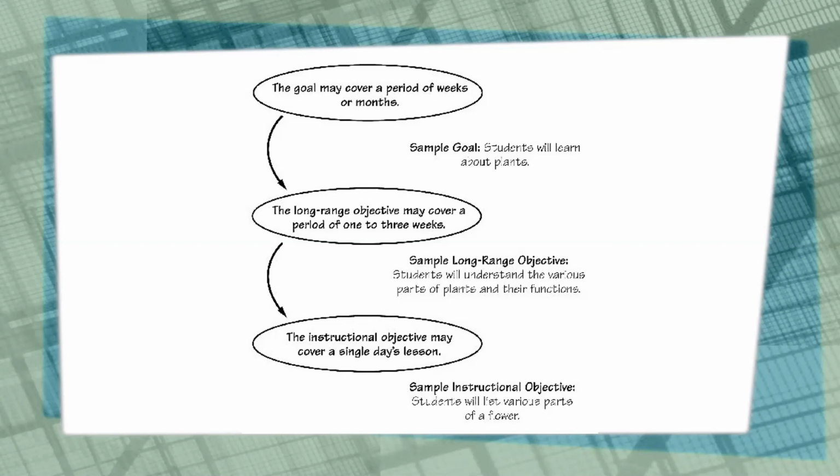objectives. The instructional objectives may cover a single day lesson: a student will list various parts of the flower. Now we have made it even more concise. First plants in a broad term, meaning the goals. Then we make the objective concise: the plants, parts of the plant and their function. And now we're taking only one part, which is a flower. Students will list, only list, the various parts of the flower.